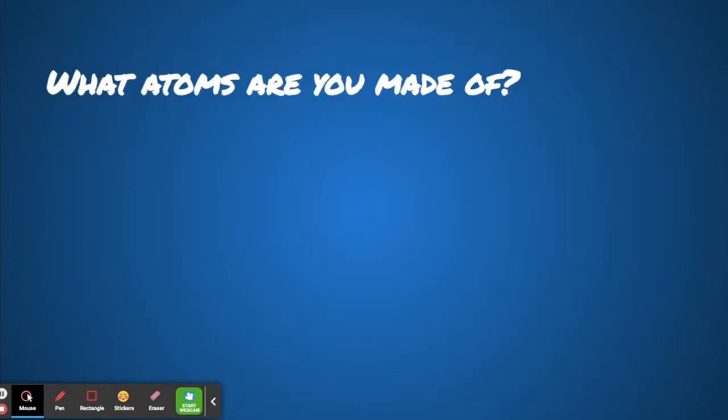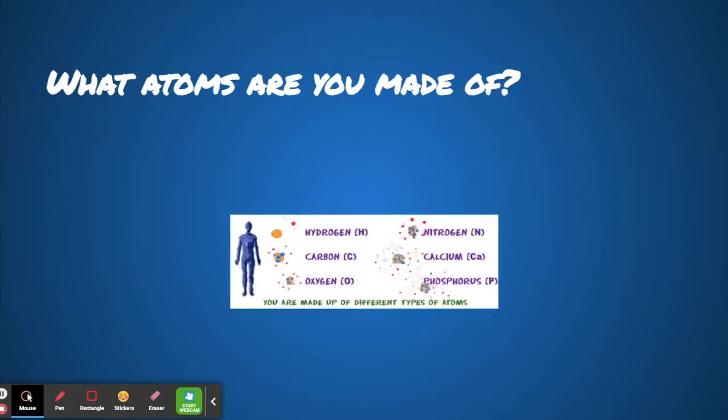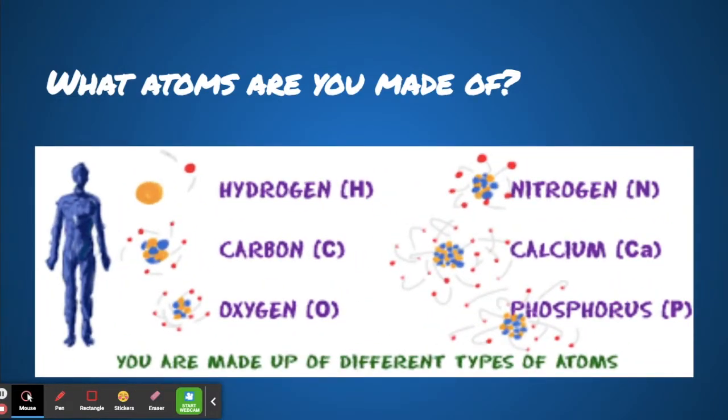So what atoms make you up as a person? And which ones are we going to be seeing a lot of in this unit when we talk about different compounds? Hydrogen, carbon, oxygen, nitrogen, calcium, phosphorus. These are probably the most important elements that are found within you. We talked about in the last unit that carbon is found in all organic beings, and these are all the basis of what makes you up as a human being and most organic beings.